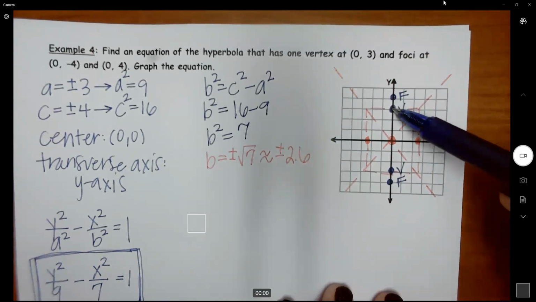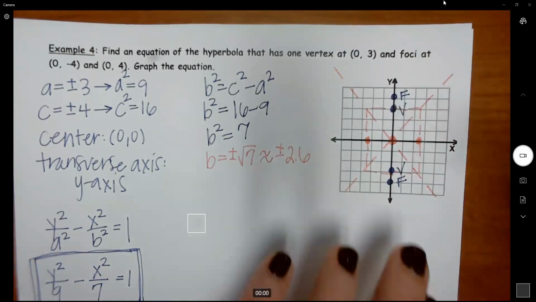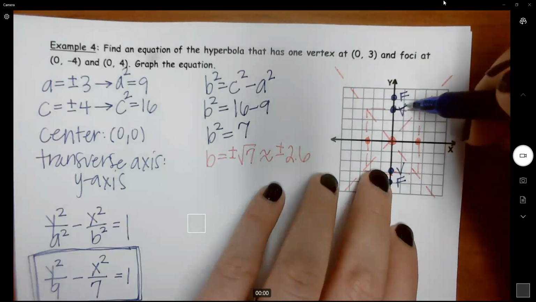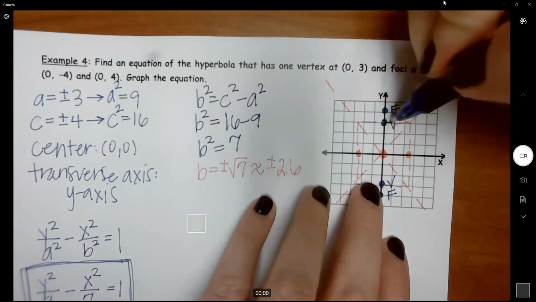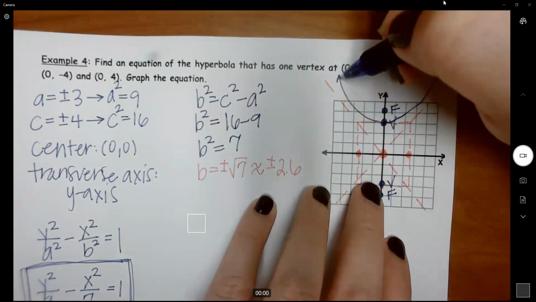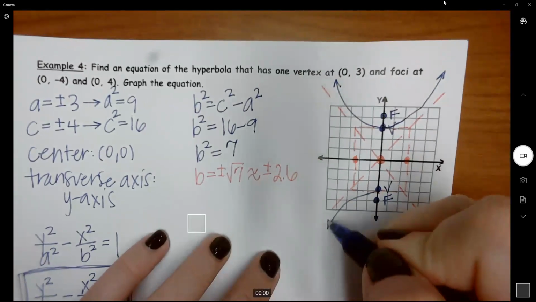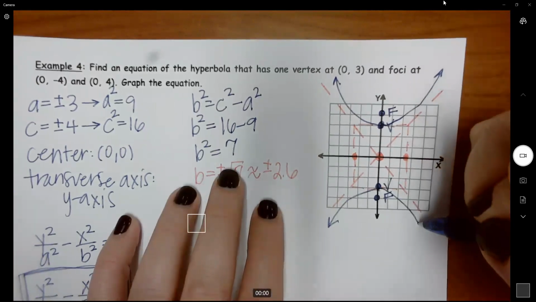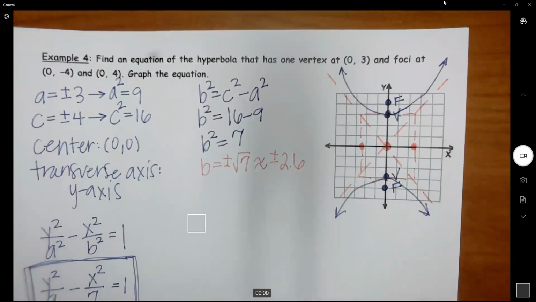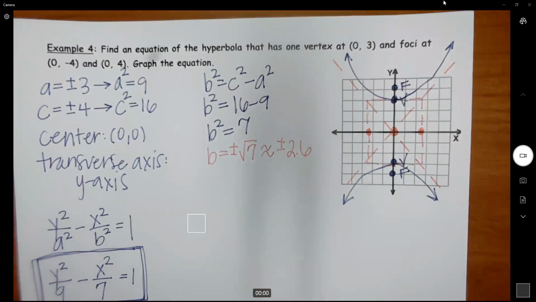So then we will go vertex and hug those asymptotes. So vertex, hug the asymptote, vertex, hug the asymptote. So my hyperbola is right there in blue.